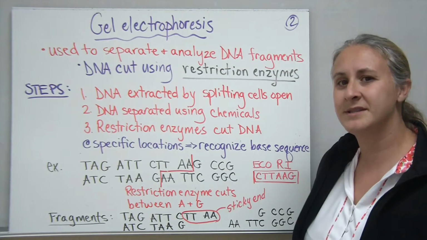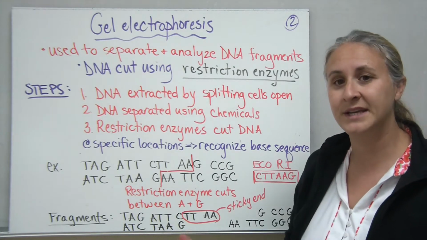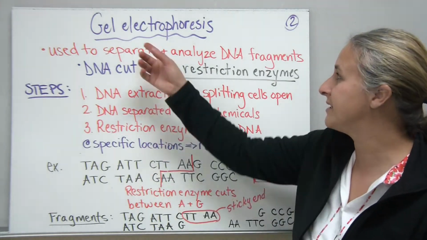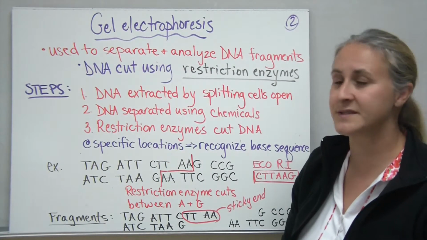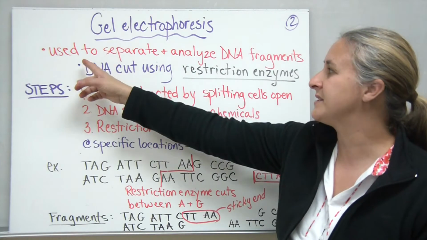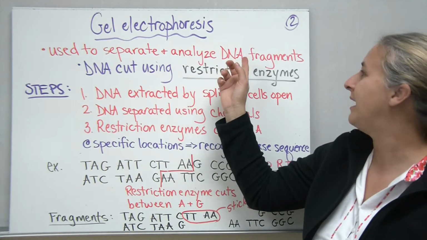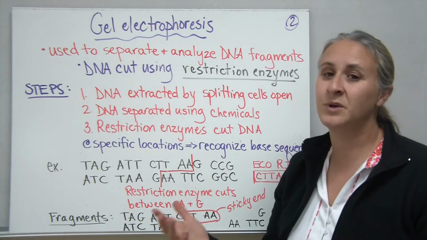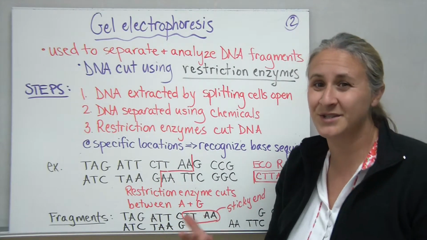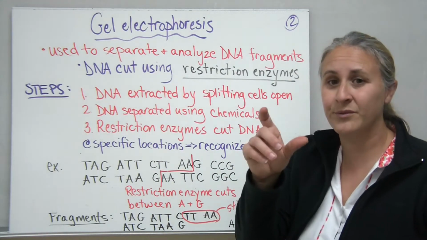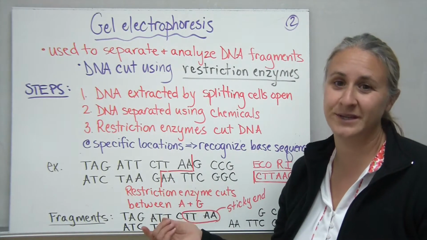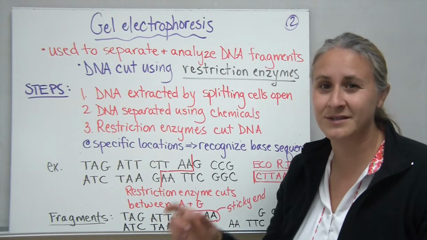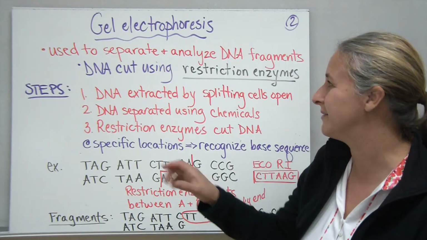So one of the ways that we can carry out or study DNA in order to use it for genetic engineering is through a process called gel electrophoresis. And gel electrophoresis is used to separate and analyze DNA fragments or sections of DNA. Sometimes we don't want to look at all of the DNA because it's a really long code. We have 3 billion base pairs in the human DNA strand. We have over 30,000 genes. So sometimes we just want to look at a section.